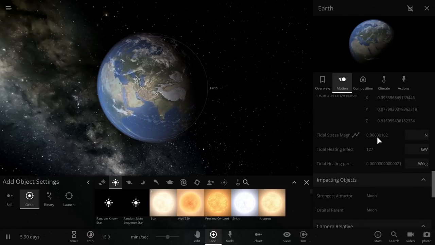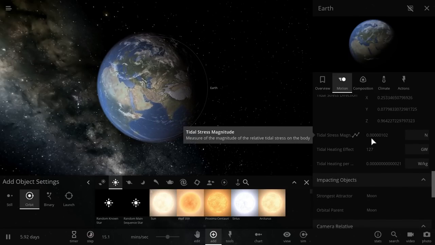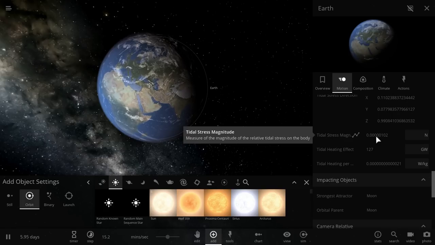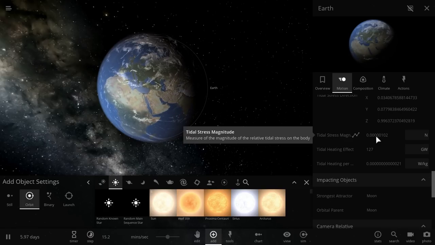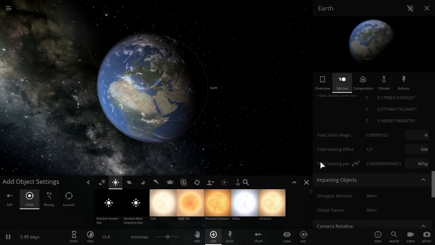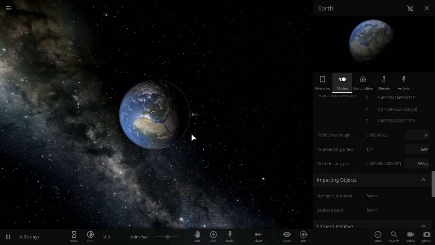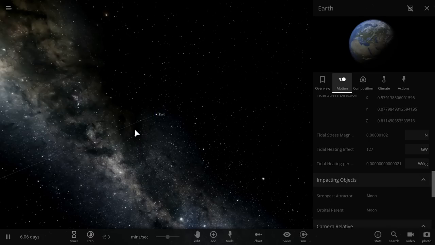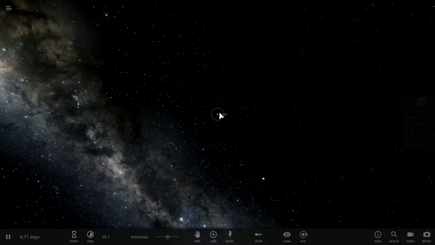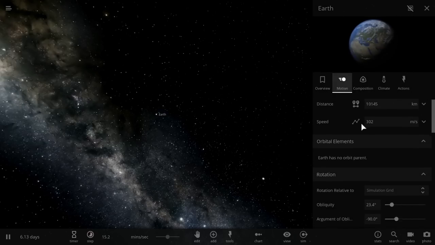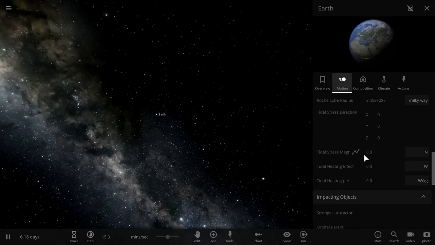So let's actually place it first and then compare this to some other objects that can be placed around the planet, just so you get an idea of how little tidal effects the supermassive black hole produces. So I'm going to erase the sun, and we'll see that the tidal effects will actually go down to zero. So everything is at zero right now.